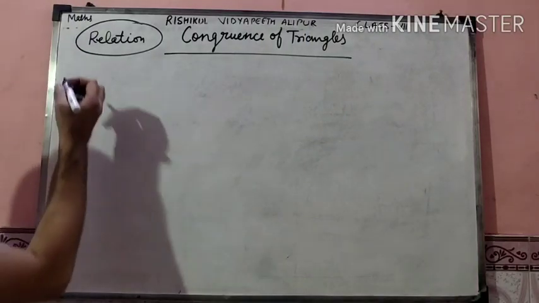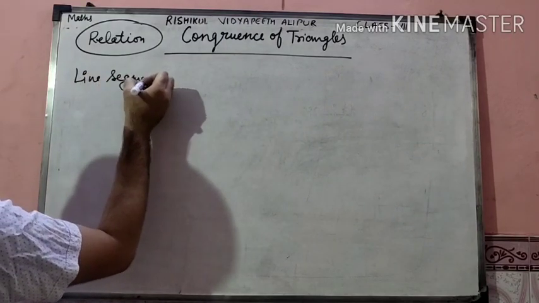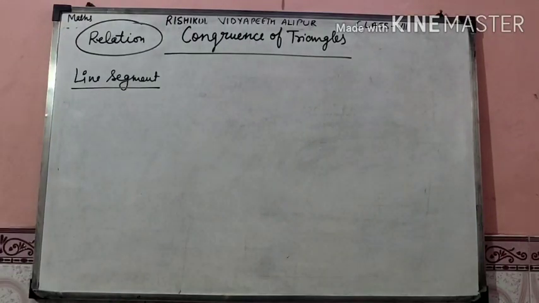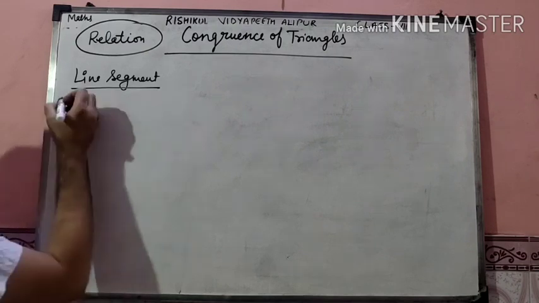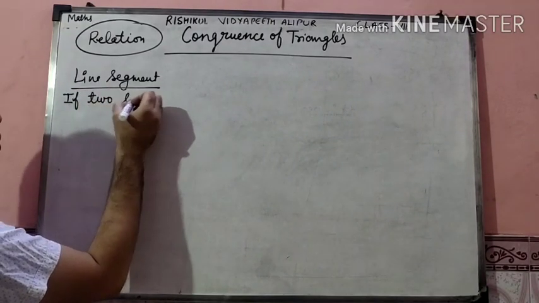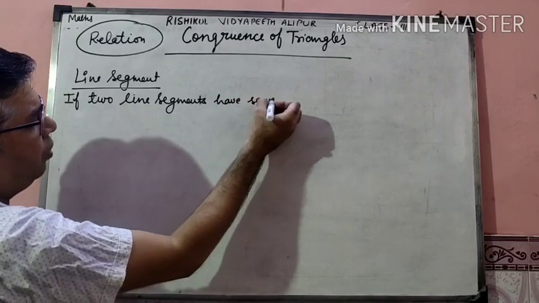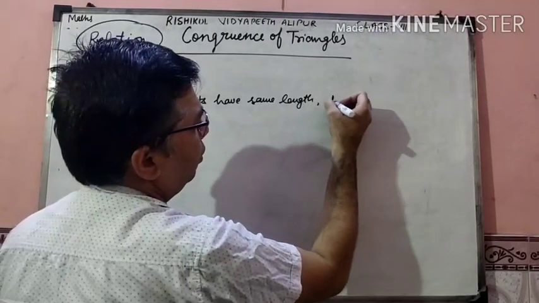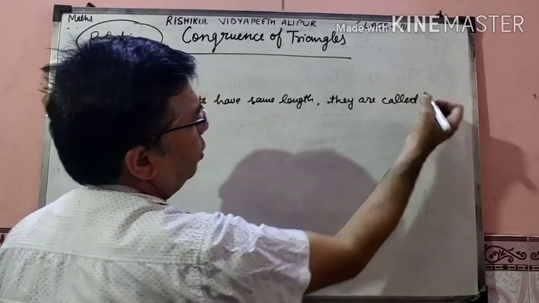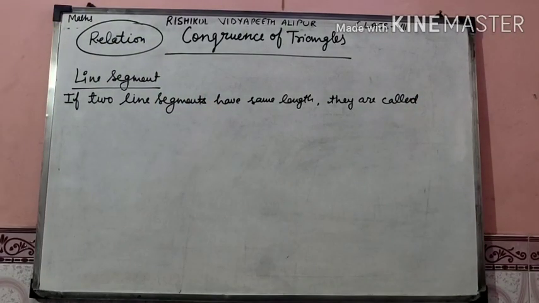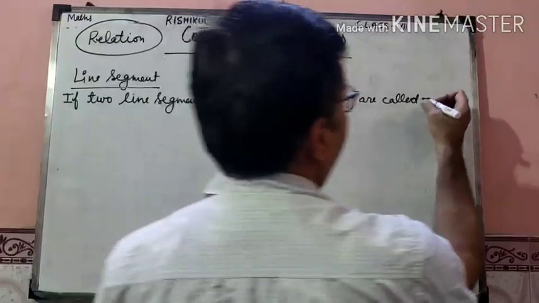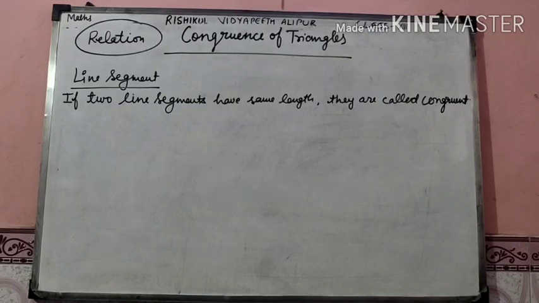Similarly, this is about plane figures. Now, when are two line segments called congruent? Can you tell when two line segments are congruent? If two line segments have the same length, they are called congruent. When two line segments have the same length, they are called congruent.